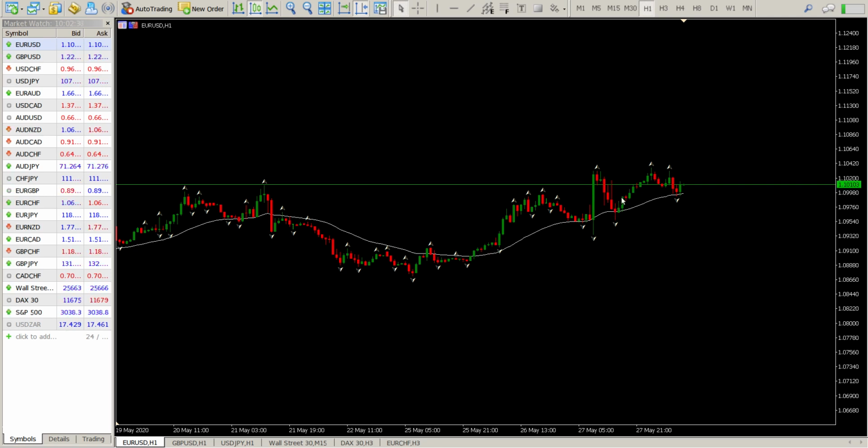So typically what we start doing is, you can see all the pairs that I typically watch: the majority of the majors and a couple of other pairs, and then the Dow, the DAX, and the S&P. That's pretty much what I look for.